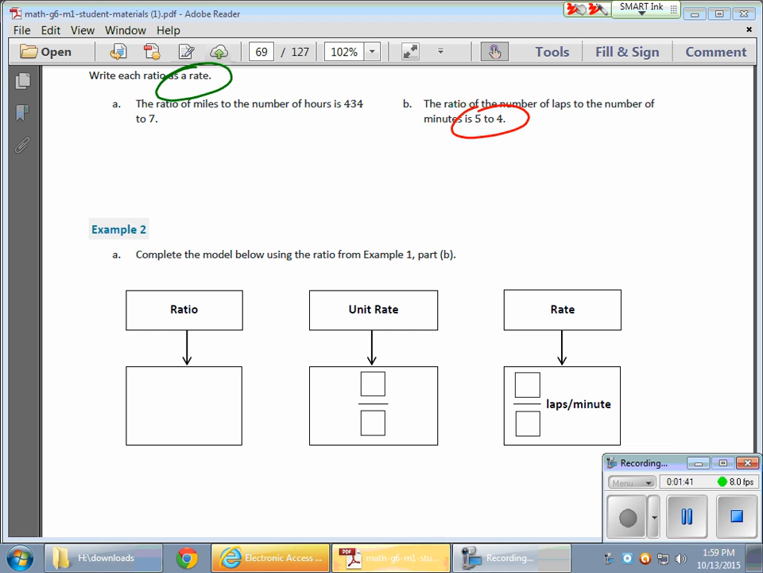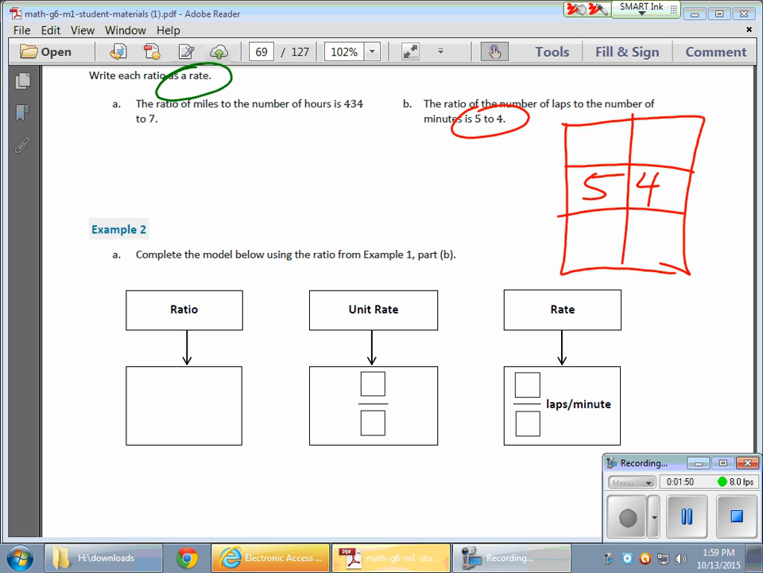Now I have a ratio of 5 to 4. So if I was to build my chart right away and put that 5 to 4 in, and I want a 1 value, so here's my 5 to 4. So I have laps per minute. And I want a 1 value here. I want to find out how far I can go in 1 minute. And I'm noticing that same pattern here.